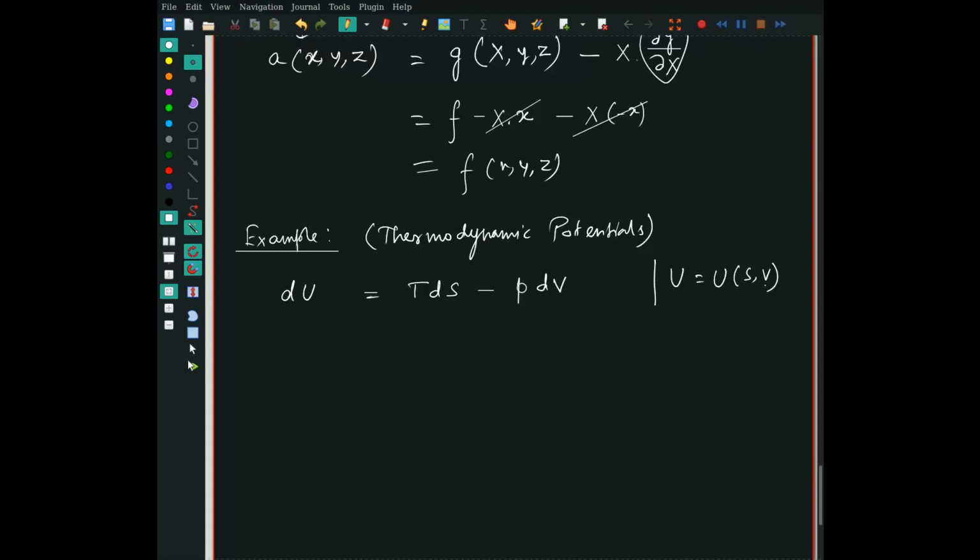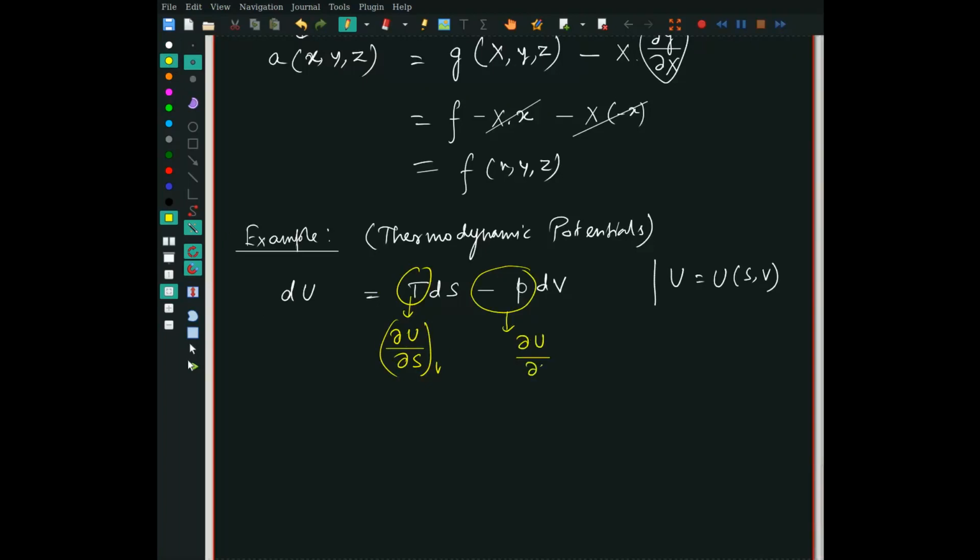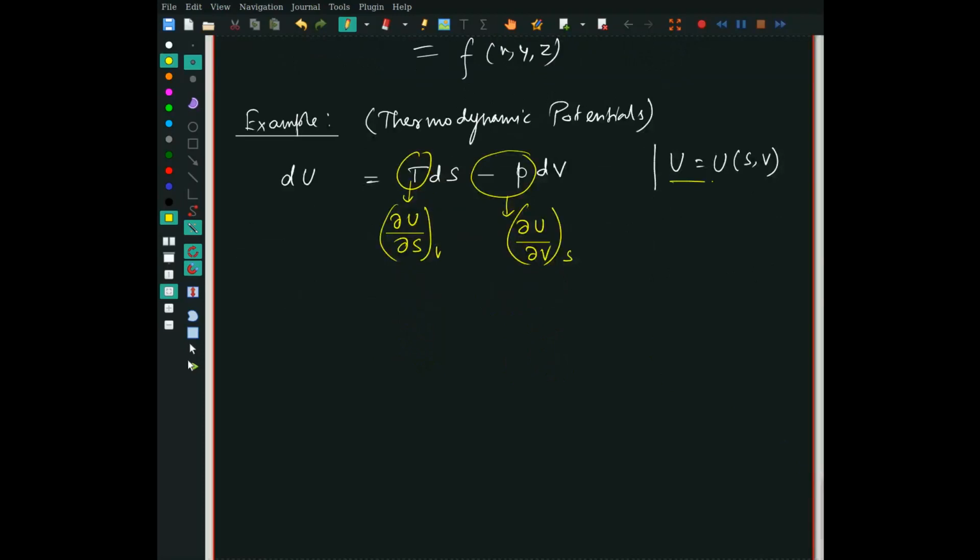Now, from this, basically you relate this to your del U del S when V is constant, and minus P would be your del U del V when your S is constant. So you get these two relations, right? So T equals del U del S and minus P equals del U del V. Okay, you wrote that, and you considered U to be a function of S and V.